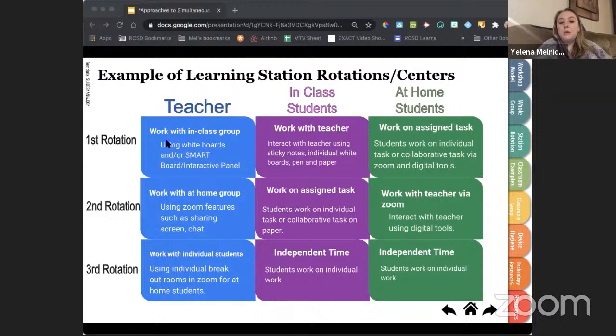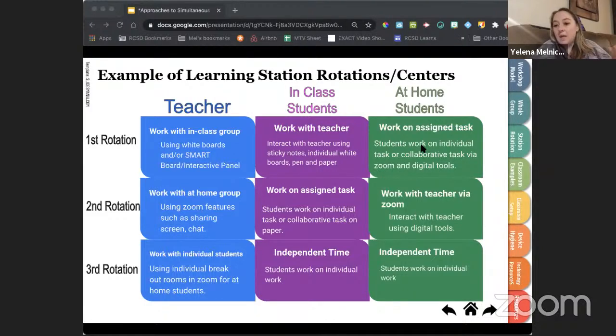In the first rotation, the teacher is working with an in-class group. As the teacher works with the in-class group in a small group setting, the students at home are either working individually or collaboratively on a digital task, something you've already been working with students on doing. You can even put them in individual Zooms, and we have some examples of that, so they can work individually on an assignment, and you don't have to worry about management of the students on Zoom while you're devoting your attention to the in-class students.